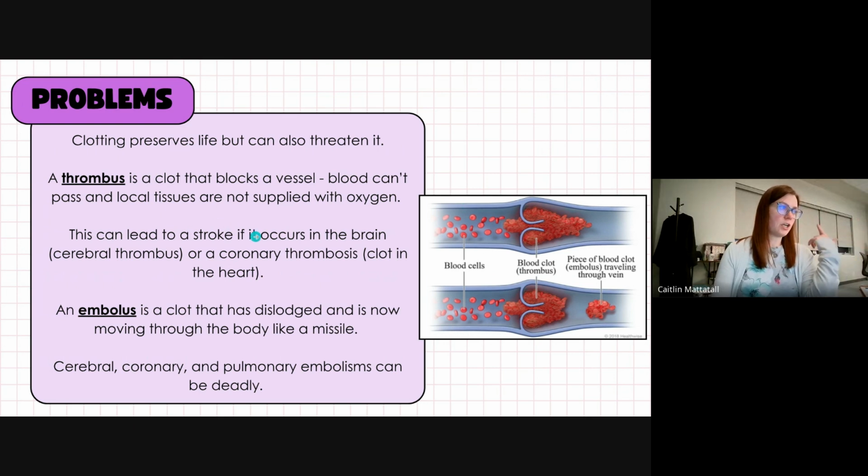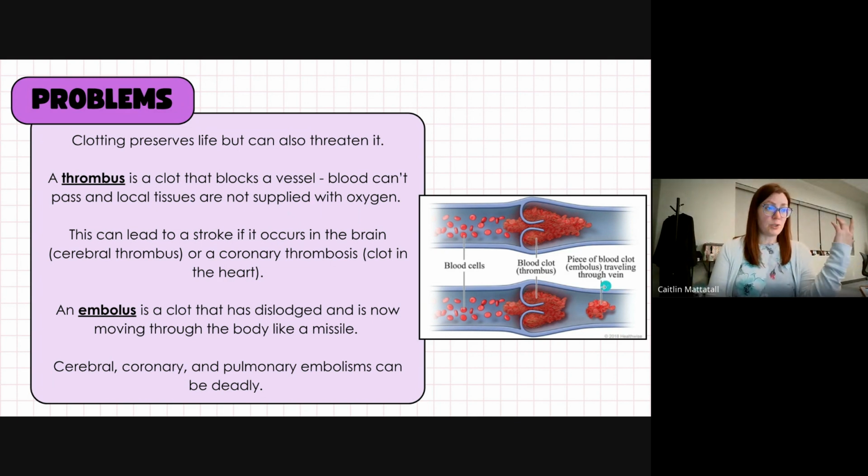If the thrombus occurs in the brain, that can again lead to a stroke. If it occurs in the heart, that can lead to a heart attack. So all of the things that we talked about before, that can happen if you have plaque buildup in your arteries. This is just when you have blood cells that have clotted together.